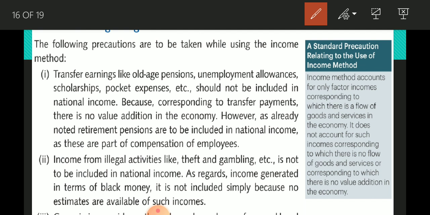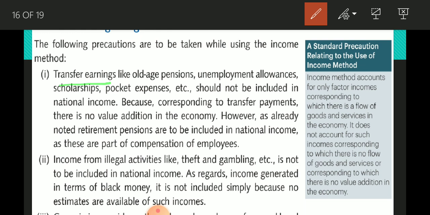So first is transfer earning. What is transfer earning? Transfer earnings are one-sided payments. Those payments that are received by a person, but in return he is not going to contribute to the production of goods and services. For example, your pocket money. You are getting pocket money from your guardian, but you are not doing anything that is going to increase family income. Okay, so transfer income is not included in national income, first thing.